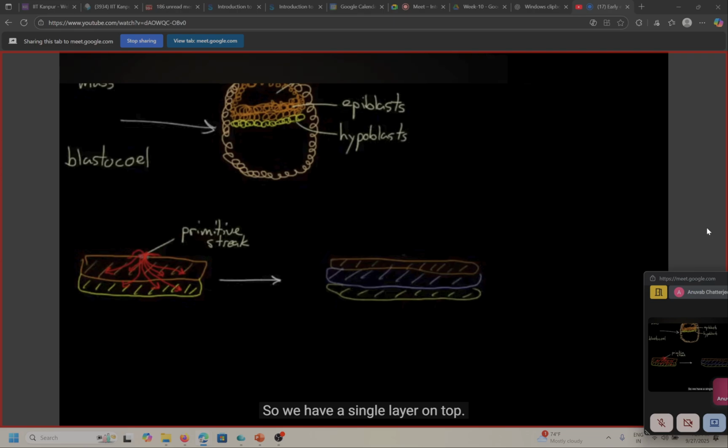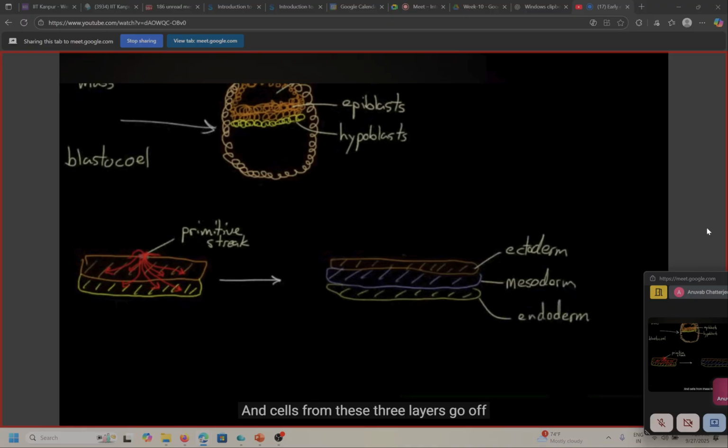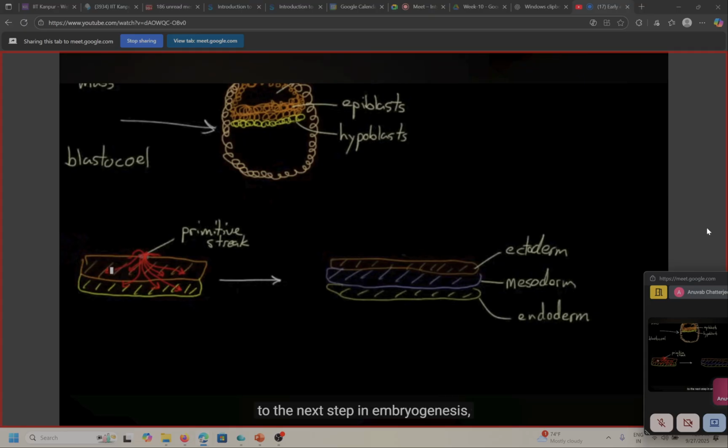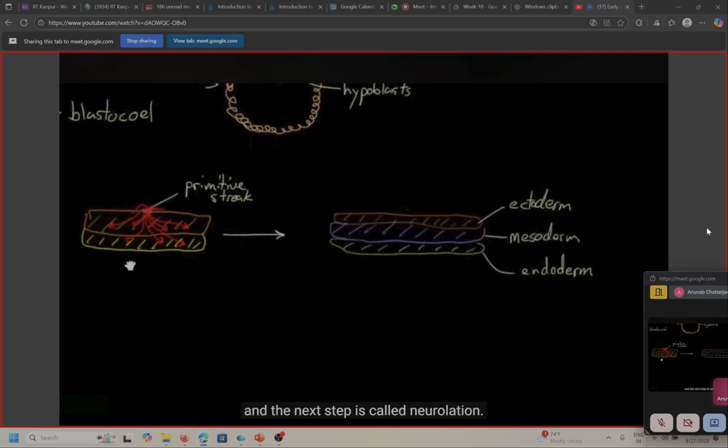So we have a single layer on top, and instead of epiblasts, this layer is now known as ectoderm, and our middle layer is mesoderm, and our lower layer is endoderm. And cells from these three layers go off to do very important things, and each layer forms its own specific structures. So that process of the formation of the three layers is called gastrulation. Once our three layers are formed, we can move on to the next step in embryogenesis, and the next step is called neurulation.